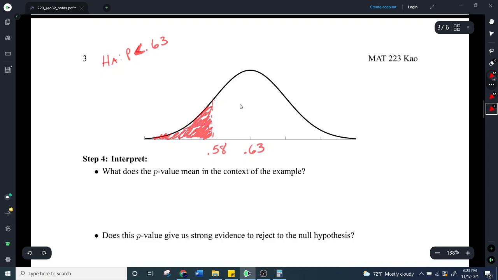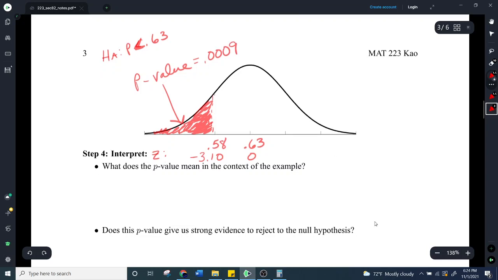Now, a couple things to note. I'm using 0.63 and 0.58. If I wrote this as a z distribution, this would be 0, and this would be a test statistic of negative 3.10, because remember, that was my z-score. And actually, I should have put this 0.58 much further out towards the tail, because negative 3 standard errors should have been way further out. But we'll go with the picture that I have. So the p-value that we got from StatCrunch is what's shaded right here. That's the 0.0009.